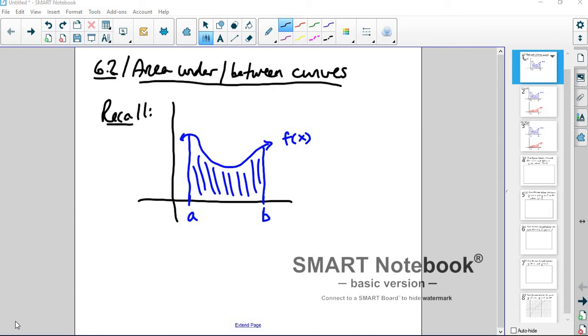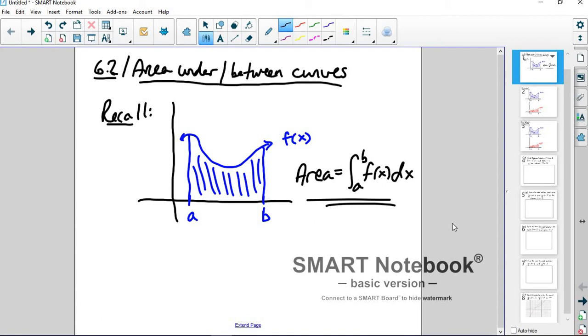We're jumping ahead to section 6.2. We've talked a little bit about the idea of area underneath a curve. Just to remember here, the area in blue underneath the curve f of x between a and b is given by the definite integral from a to b of f of x dx. Just to remember that that's what we have.